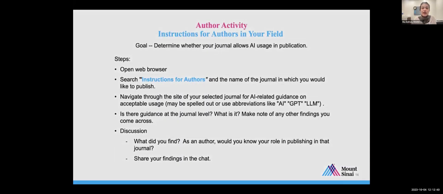So now we are going to jump into our 5-minute activity, and I will start my timer once I am done explaining the directions. The goal firstly is to determine whether your journal allows AI usage in publication. So first, you will open a web browser, and you are going to search instructions for authors, and then the name of the journal in which you would like to publish or your preferred journal. And then you will navigate through the site of your selected journal for any AI-related guidance on accepted usage or lack thereof. If you hit Control F and type in AI, artificial intelligence, GPT, any of these acronyms or terms might lead you to what you're looking for.